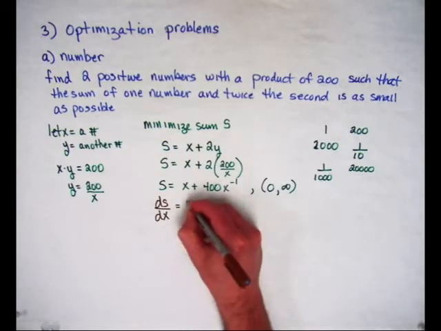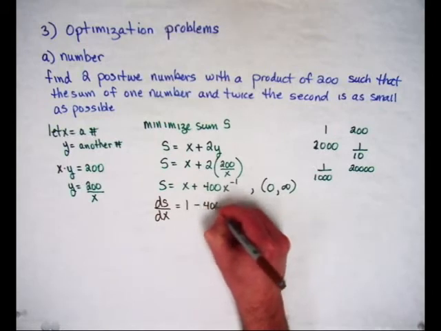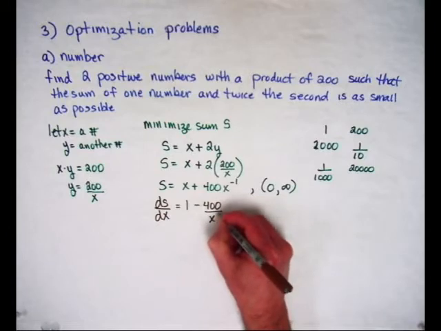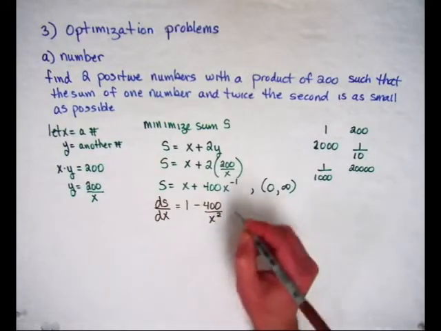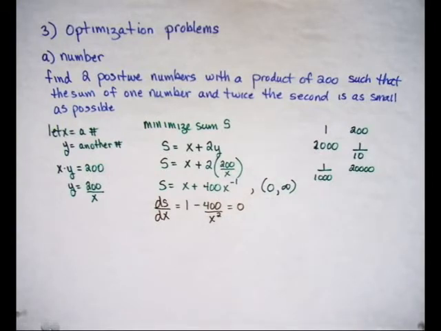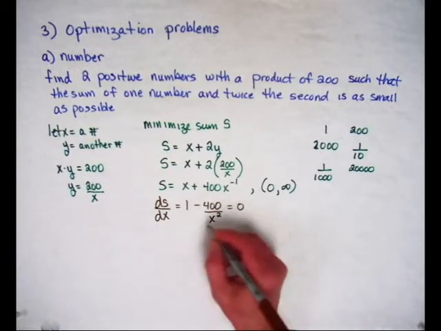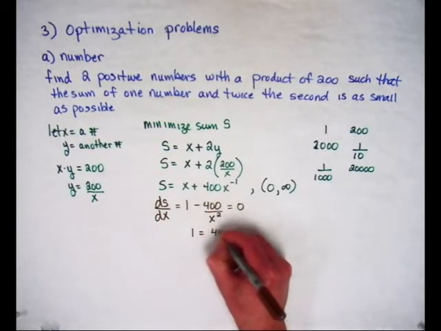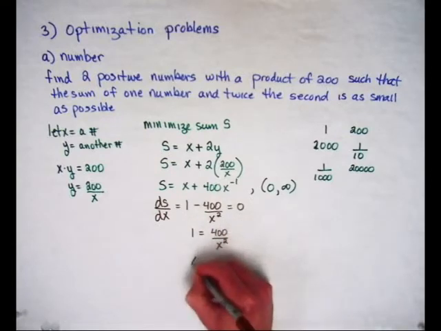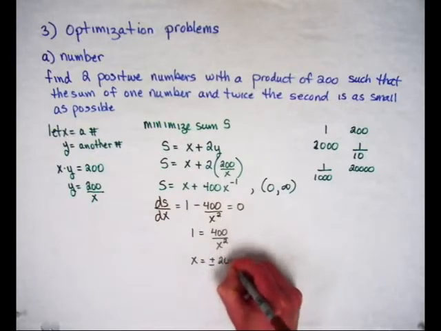So our derivative would be 1, and then this is a constant, so it would just be minus 400 times x to the minus 2, which I like to put back on the bottom because I'm going to have to solve. I'm now going to make my derivative equal to 0. Critical points are wherever the derivative is 0 or undefined. So I'm going to solve this equation. So 1 equals 400 over x squared. Cross multiplying and taking the square root, we get x equals plus or minus 20.